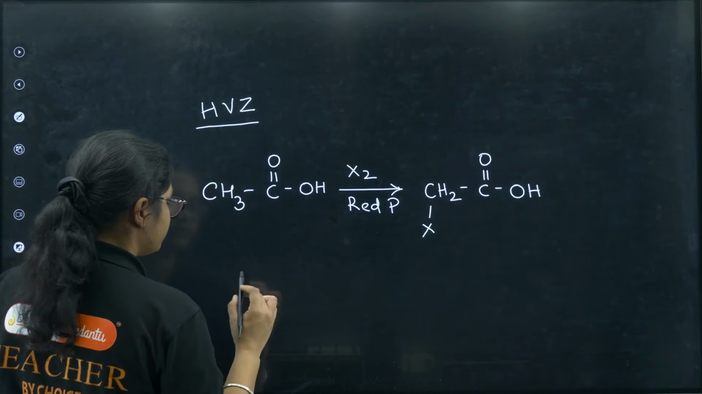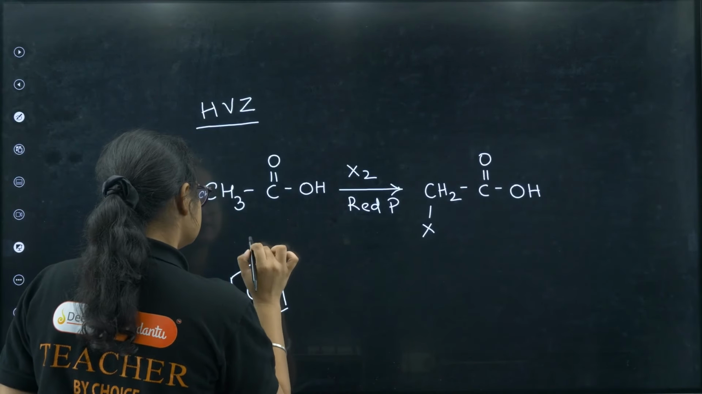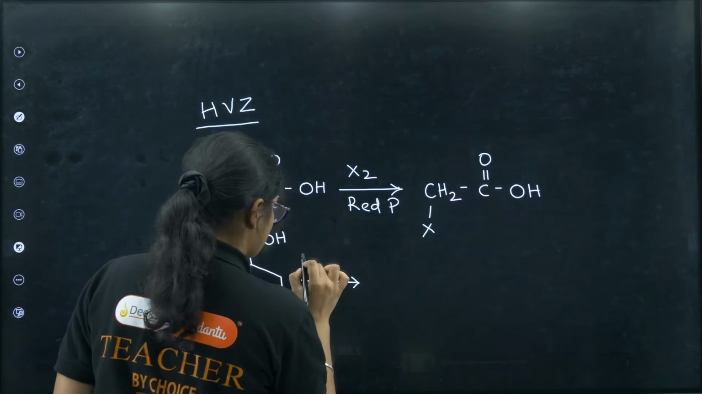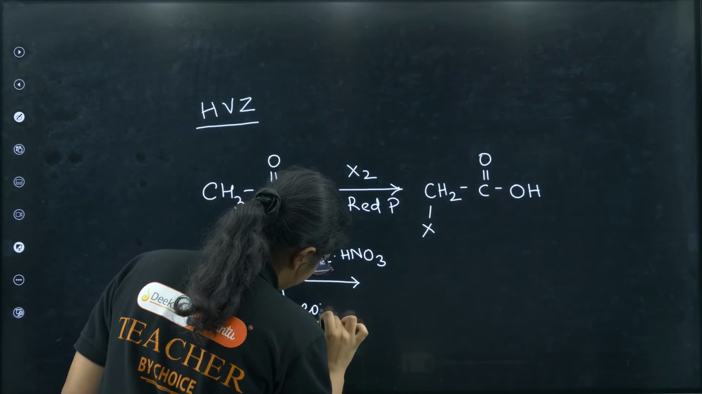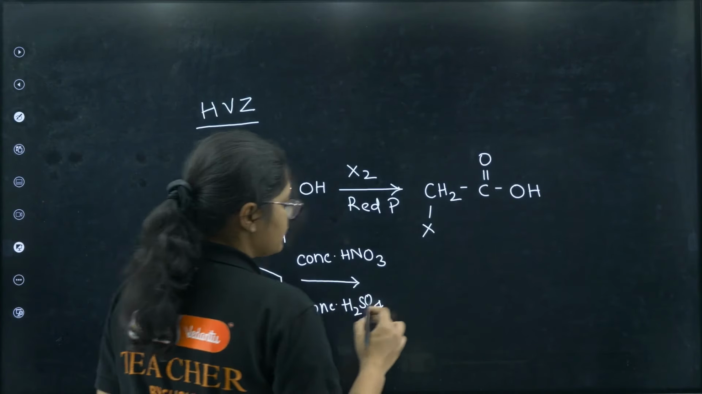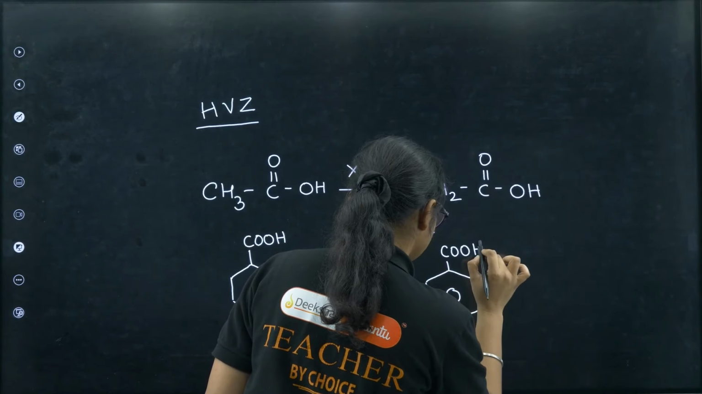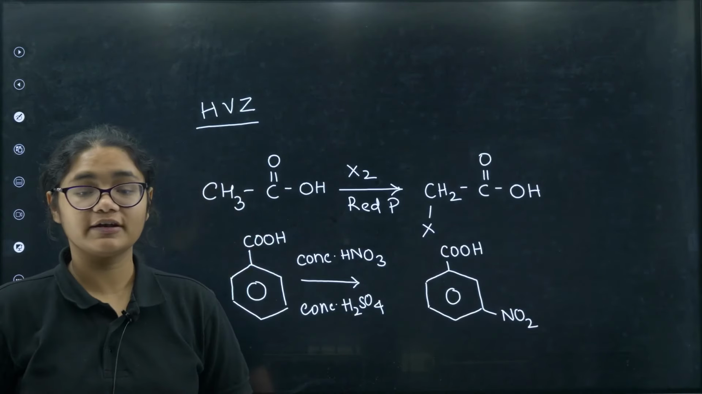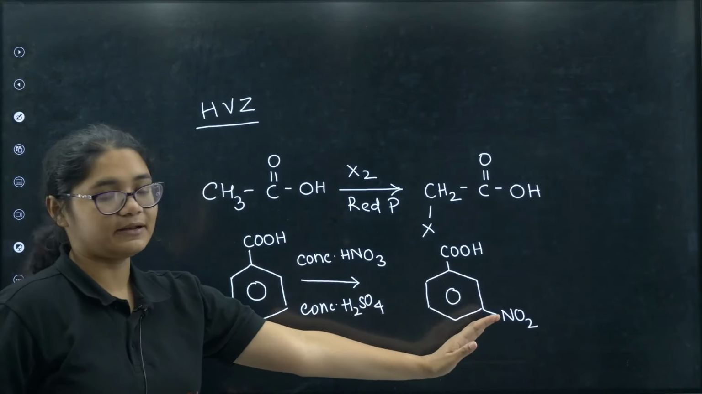Next, if we have an electrophilic substitution reaction, you have this COOH group, and suppose you are doing nitration, for example, you treat it with concentrated HNO3 and concentrated H2SO4. So the nitro group will come here and I will get COOH with NO2. Generally, in substitution reactions, because it is an electron withdrawing group, it will always take place at the meta position.